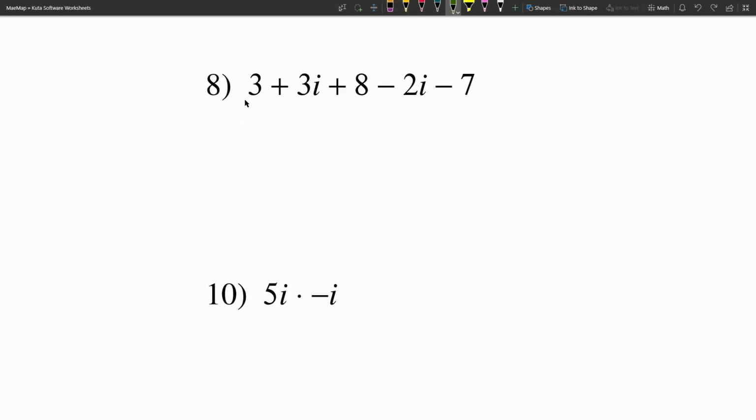For number 8, we're going to combine 3, 8, and then subtract 7. So 3 plus 8 is 11, minus 7 is going to give us a positive 4. And that's going to be added to, looking at our imaginary parts, we have a 3i minus 2i, that's going to be a positive 1i. So we have 4 plus i for our solution in number 8.